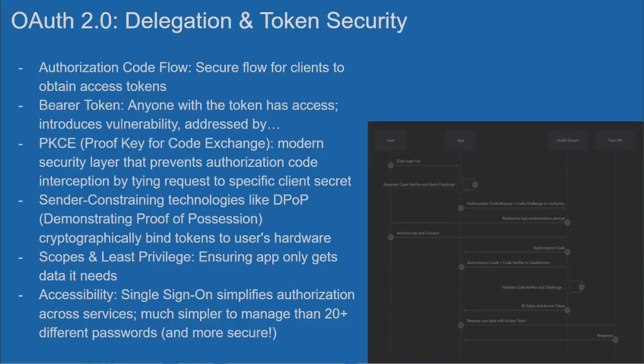OAuth 2.0 also handles issues of scope for authorization and least privilege to ensure apps only get permission to data they need. And as an end user, you'll see this as allowing or declining certain app permissions.